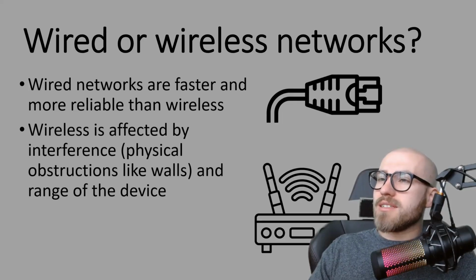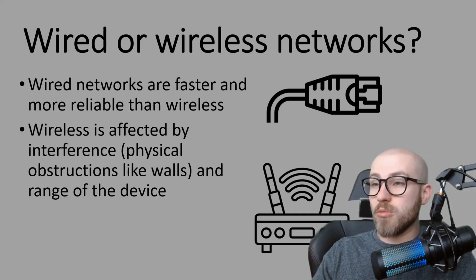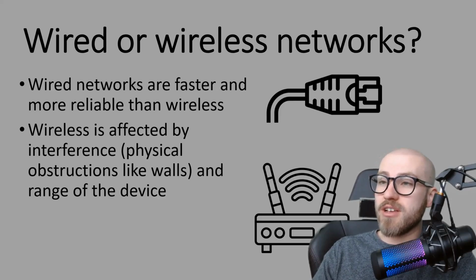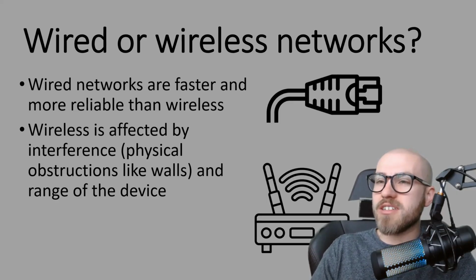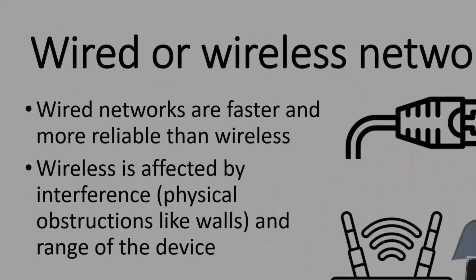But also wireless is affected by things like interference, which is just quite literally physical obstructions like the walls and doors. So if you're sat upstairs in your bedroom and you're using a wireless network to connect to your router downstairs, and you've got your door closed because you don't want to wake anybody up while you're talking to your friends, then that is a physical obstruction, and it will affect the performance of your device. But also, your devices have only got limited range. So if you live in quite a large house, for example, and your bedroom is further away, then it will also affect the performance of your device if it's operating wirelessly.